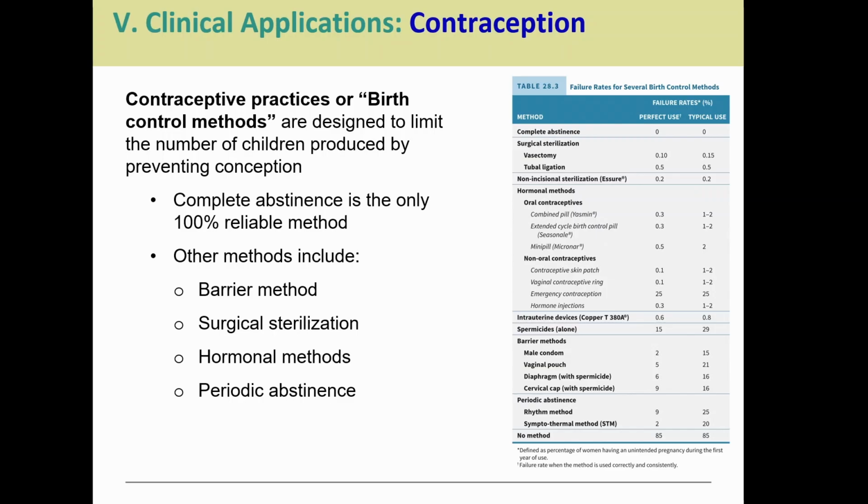The hormonal methods like oral contraceptions are going to include things like extended cycle pills, combined pills, mini pills. These are all basically just, again, the birth control pill. There's a lot of different types. Some of them are a combined progesterone estrogen pill. Some of them are just progesterone.